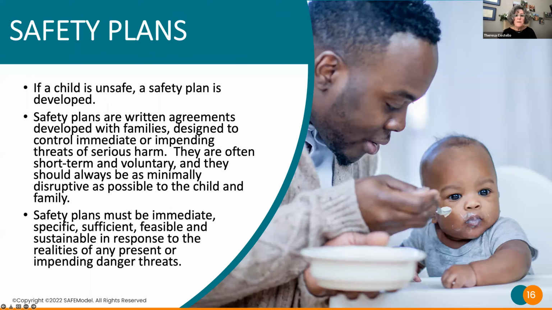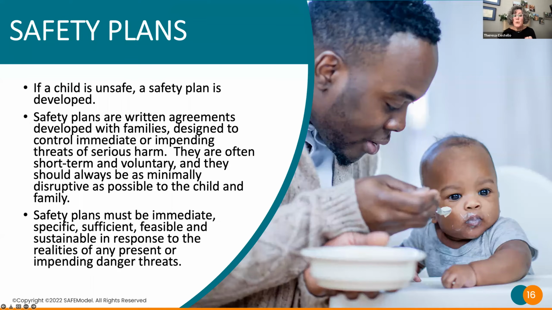We've gathered a lot of information about the family. And so we come to an agreement about what a safety plan can be. Safety plans could be short-term. They could be voluntary. They could also be court ordered. There's different ways. We're going to talk a little bit about how they could be. But a very important thing about a safety plan is it should always be the least intrusive, minimally disruptive plan possible for that given family. And we'll talk a little bit about that as we go further.